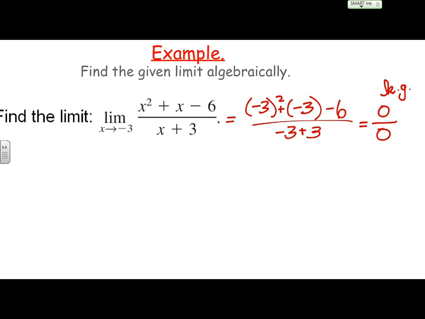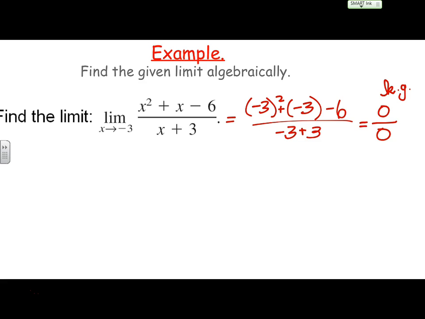Whenever we see 0 over 0, we're going to write keep going. And if you're too lazy for that, that's okay. KG, or like kilogram, but not. Keep going. If you don't write it, I'll take off points. If you don't write something denoting keep going, I'll take off points. Keep going.